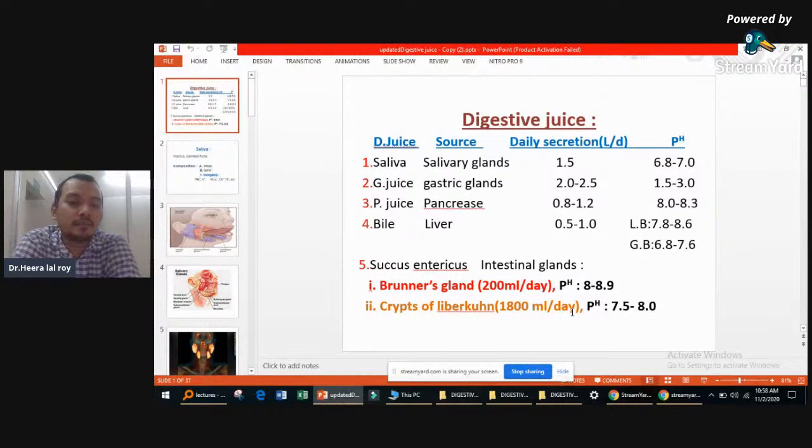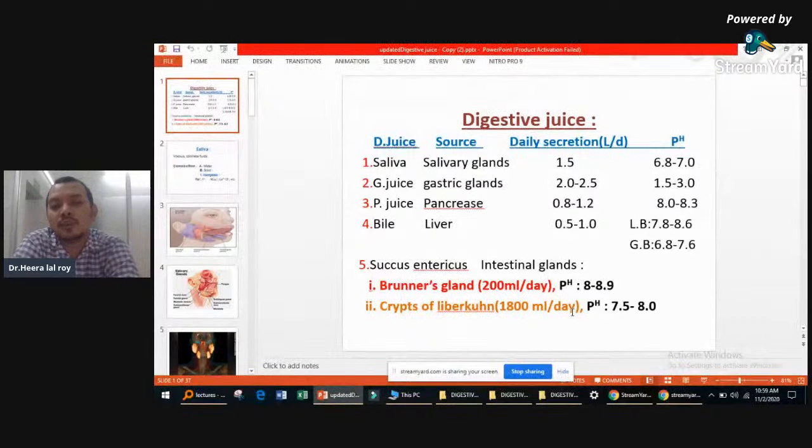Then another thing is bile. Bile secretion is around 1 liter, and you can see it's LB, that means liver bile, which is also very basic, 7.8 to 8.6. Gallbladder bile is also basic but not as much as liver bile. Another juice secretion is succus entericus, the secretion from the intestinal glands.